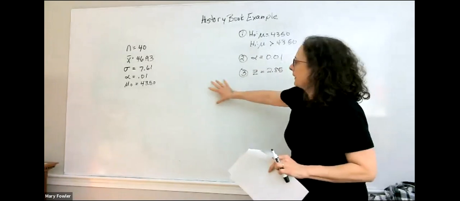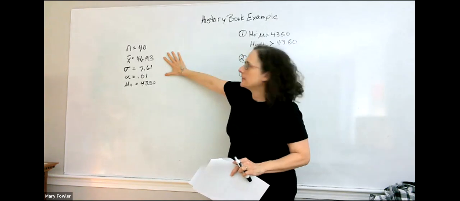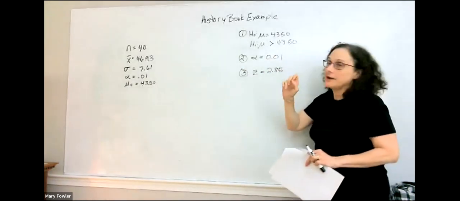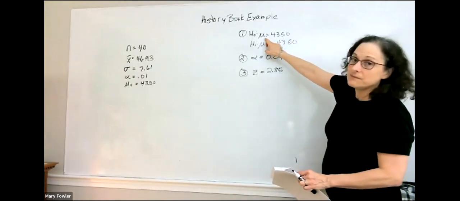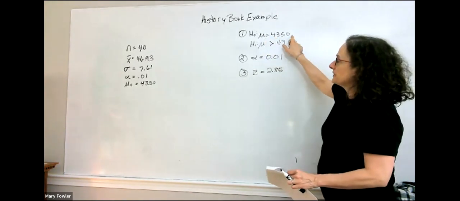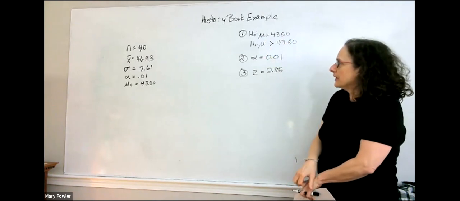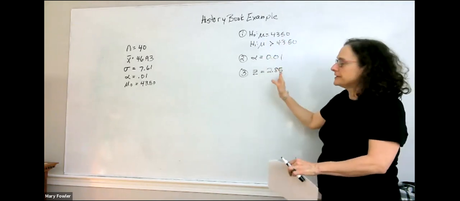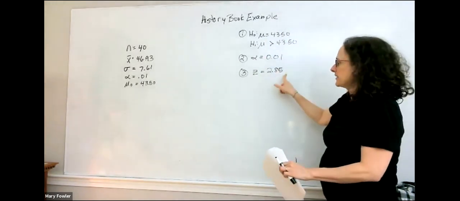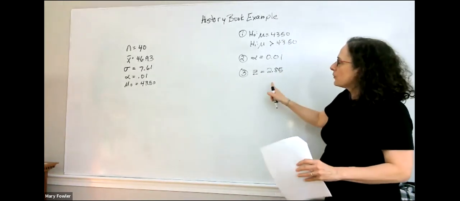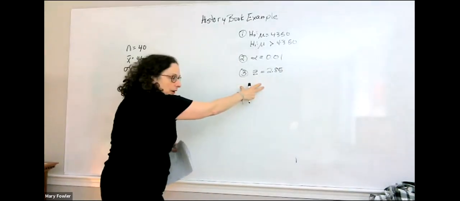So I just put up the beginning of the problem for the history book example. These were the values from the problem statement. And over here, we have our null and alternative hypothesis. The null is that the mean price of the history books is $43.50, and the alternative is that it's greater than $43.50. We have an alpha set at 0.01. And for the z, I didn't put the details of the calculation up, but we did last time. So z equals 2.85. So what I want to do is just see where we go from here.